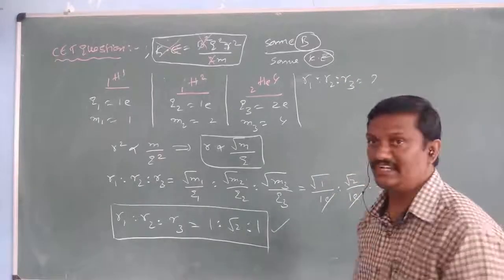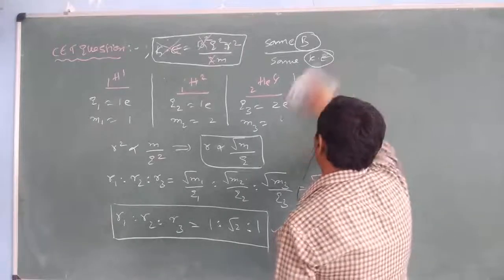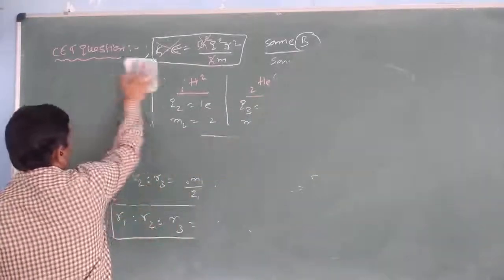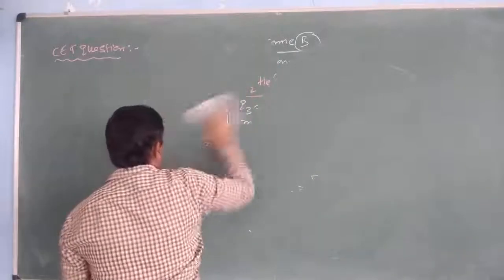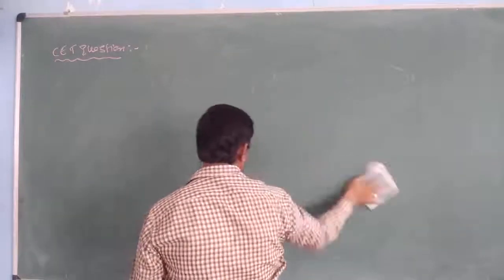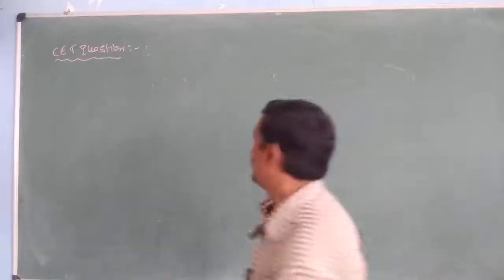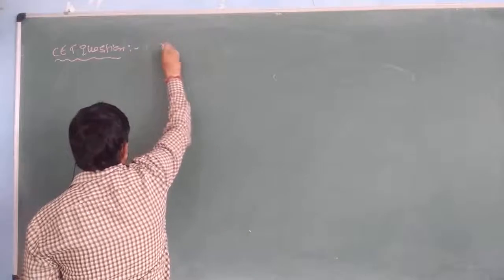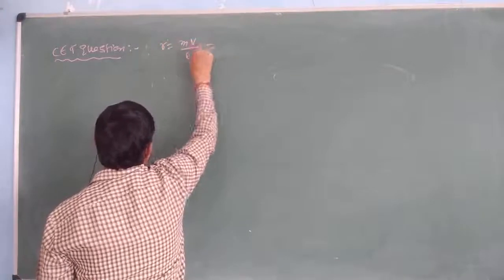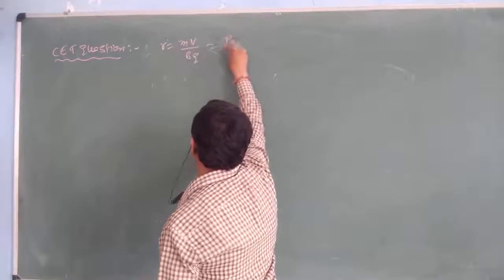So that is one CET question based on the kinetic energy of charged particles. Next, based on the radius of circular path, one more CET question. It is mainly based on the radius of circular path. We know the radius of circular path r is equal to mv by qB. We know mv means momentum, the product of mass and velocity is called momentum.